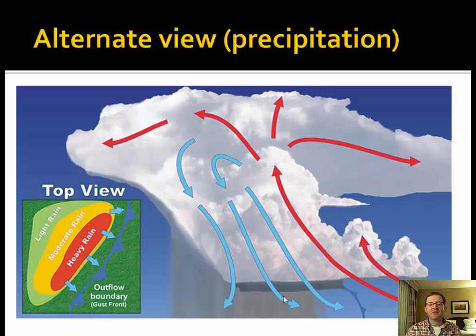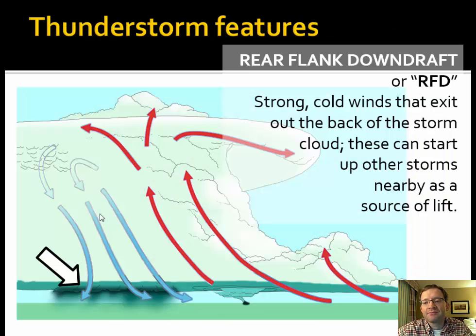So a thunderstorm's heaviest rain will be very near the front. Heaviest rain surrounded by moderate, surrounded by light rain. And the heaviest rain, that rain core right there, is also the place where the hailstones are most likely to form, in that sort of hail core within that portion of the cloud.